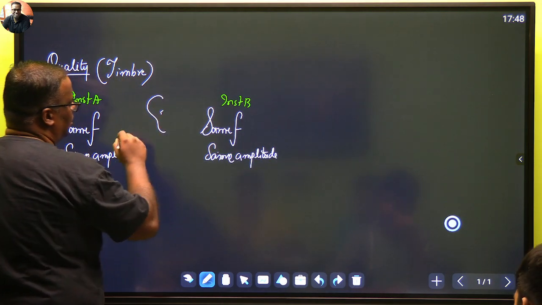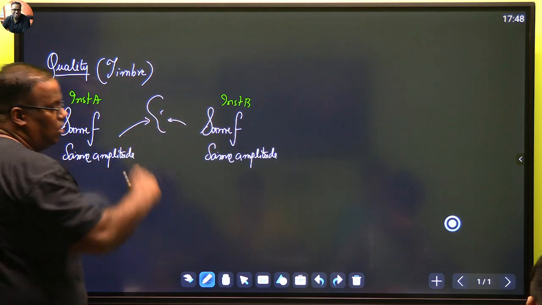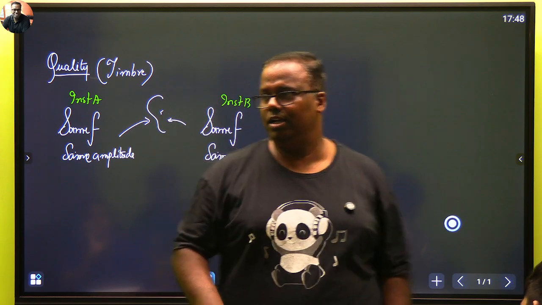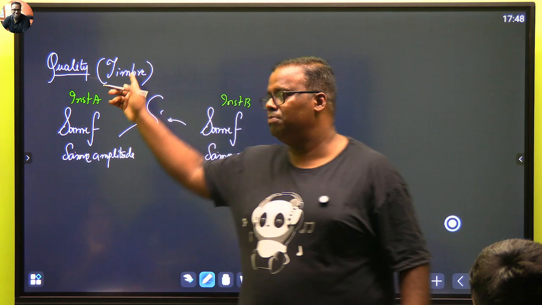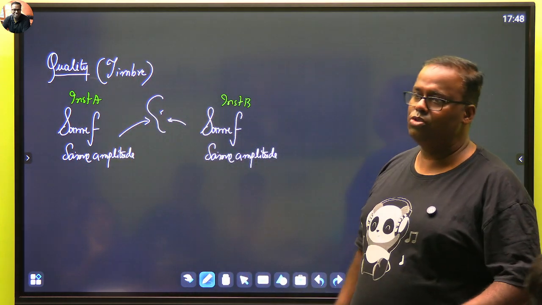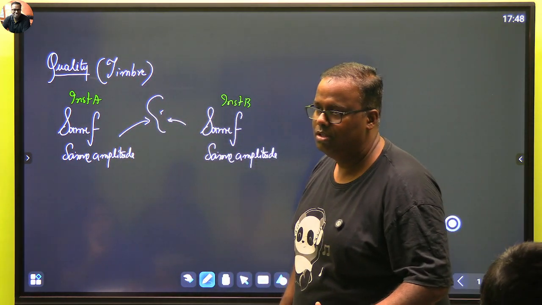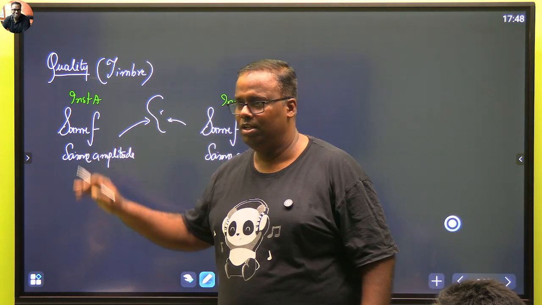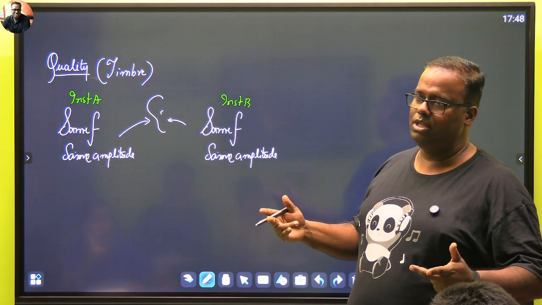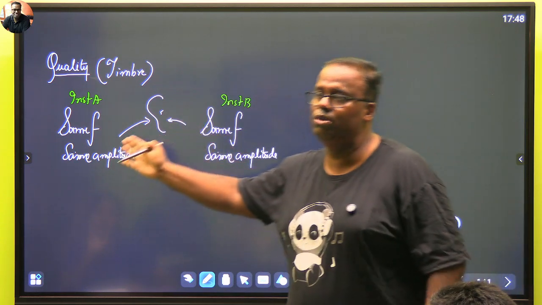This is your human ear. You can readily distinguish between the two. You'll say एक गिटार का sound आ रहा है and one is coming from the saxophone. That differentiation you are doing on the basis of timbre. Timbre allows to differentiate two sounds based on their quality. Quality means not that this is inferior and this is inferior. Two sounds of the same frequency and same loudness produced by two different instruments.